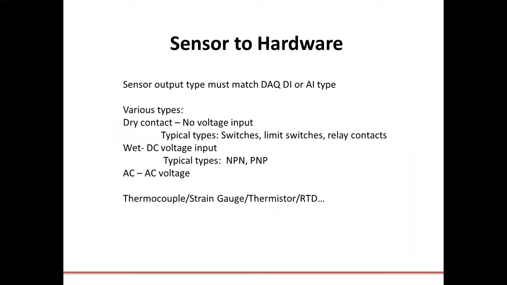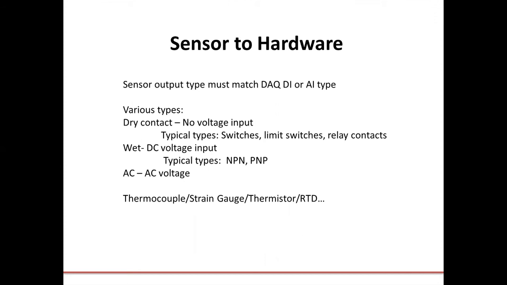Sensors connecting to the hardware. Once you pick the proper type of sensor, whether it be a digital input or analog input type, you want to be able to choose the proper hardware to match the sensor output. So for instance, for digital inputs, for our modules, we have various types. Dry contact, which is no voltage. It would be like a light switch, or a relay contact, or even just a jumper wire could be used to trigger a dry contact input.